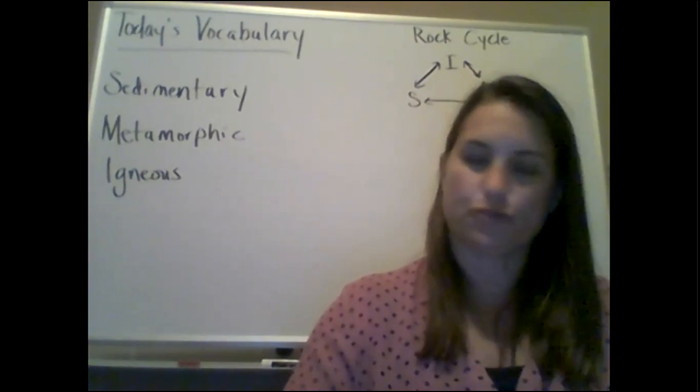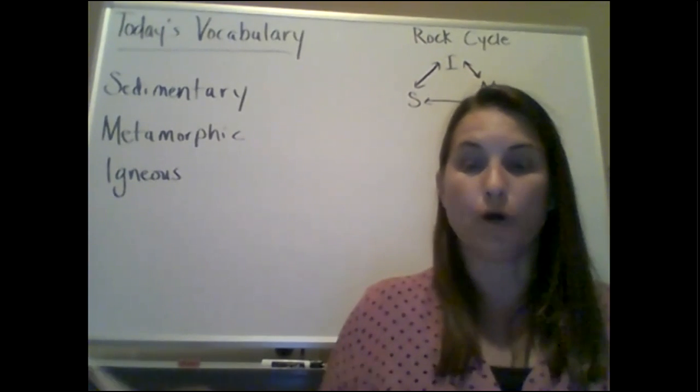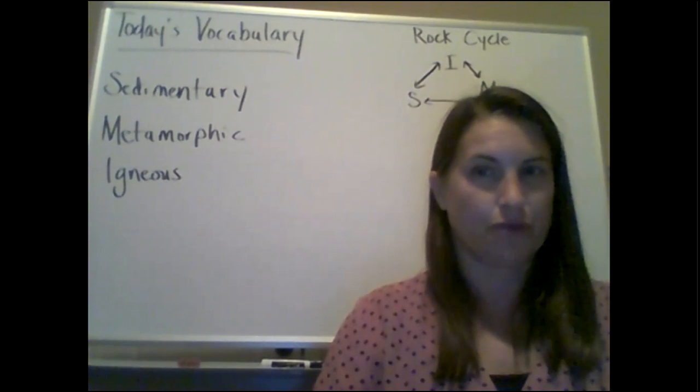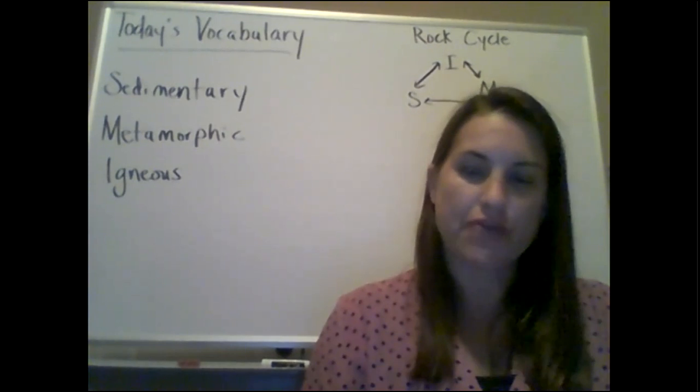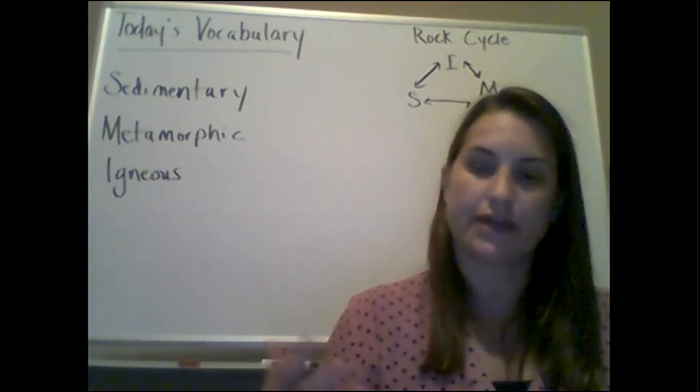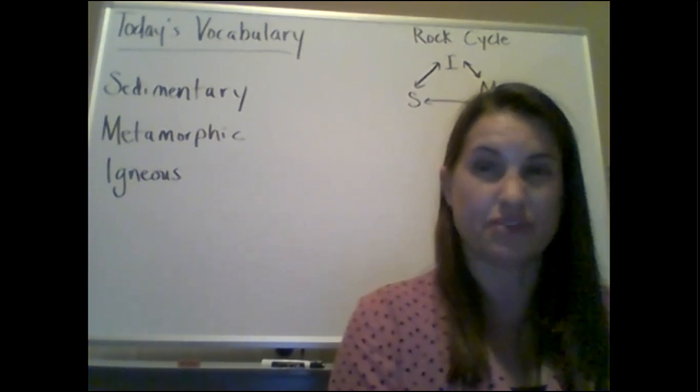All right, our third rock is igneous. And igneous rock comes from molten rock. When we hear the word molten, we think of volcanoes, of course. So that molten rock from the volcano is going to cool down and become a solid.